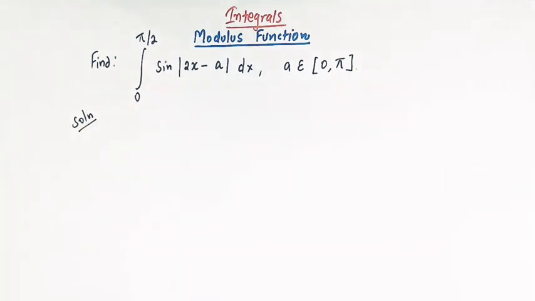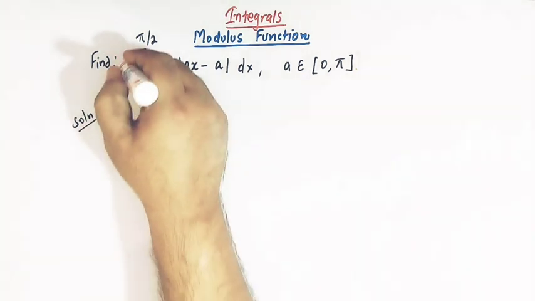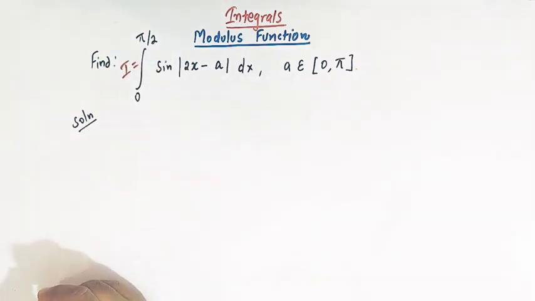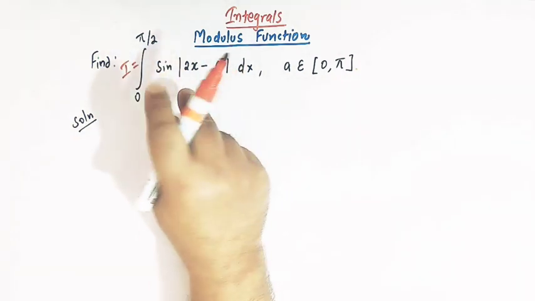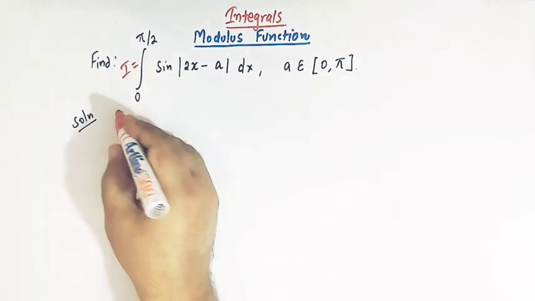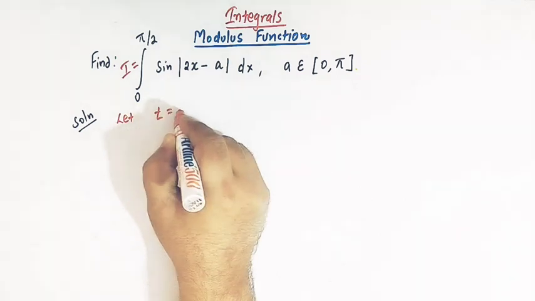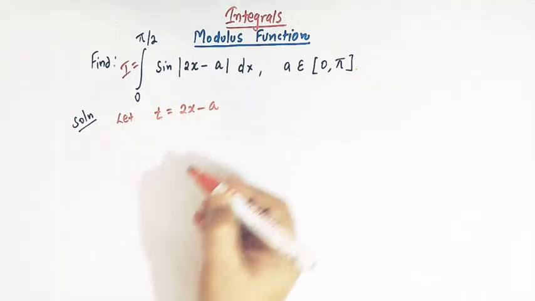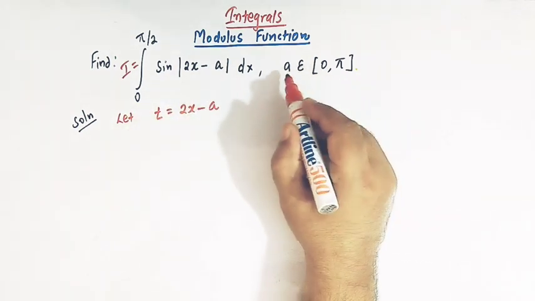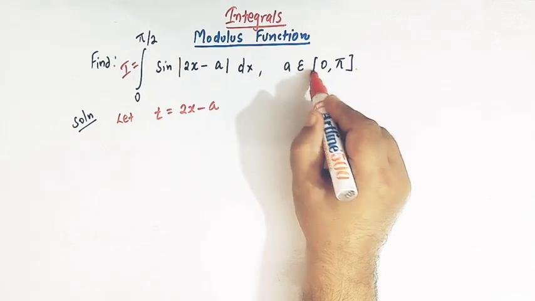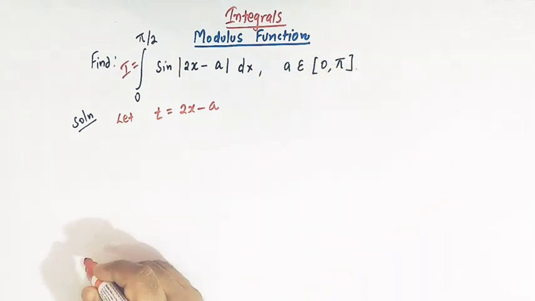So let us start. Here we'll make use of a very important method of integration, that is the substitution method, right? So let us call this integral I, and here we'll use the method of substitution. So let us take t is equal to 2x minus a, right, where a is a number which belongs to this closed interval 0 to pi.